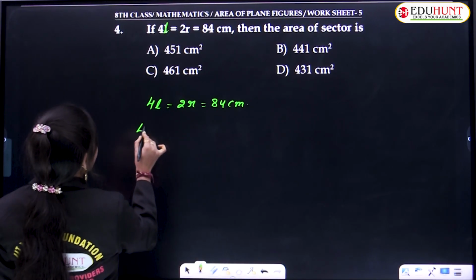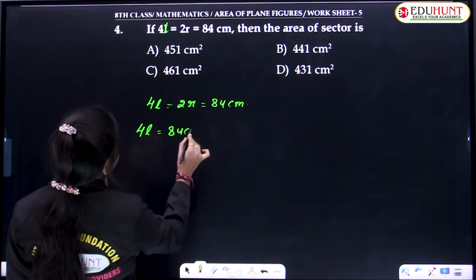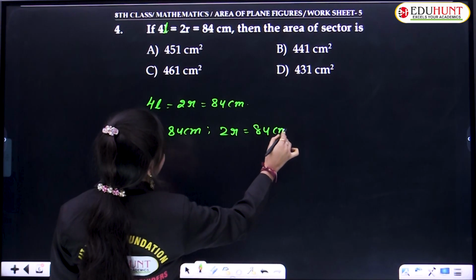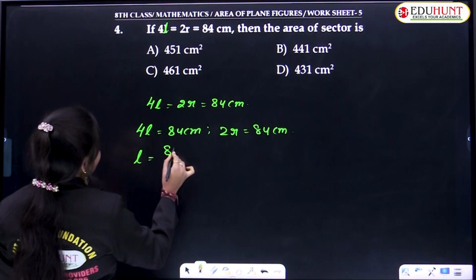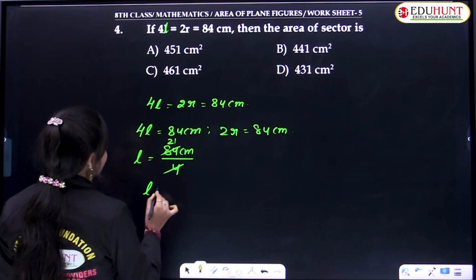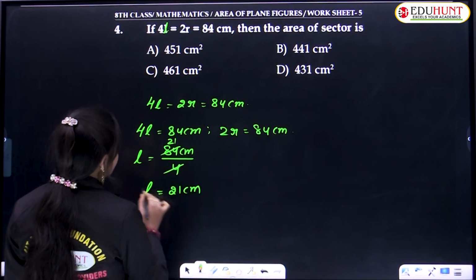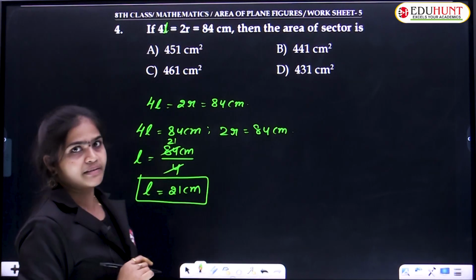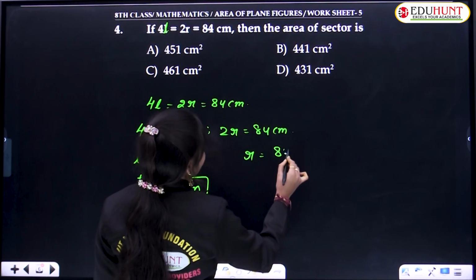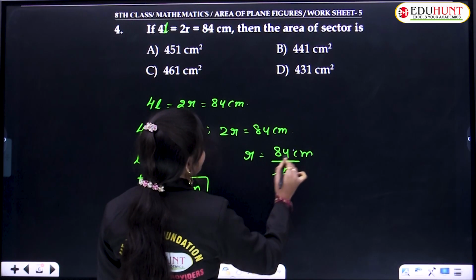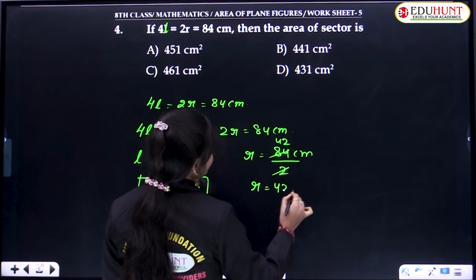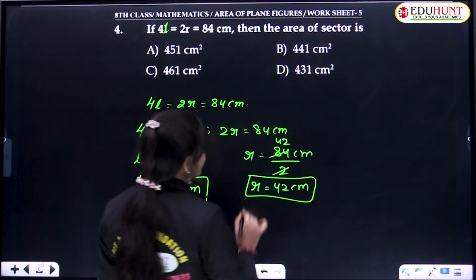Here see, 4L is equal to 84 centimeters and in the same way 2R is equal to 84 centimeters. From this, L is equal to 84 centimeters by 4. 4 21s are 84. Then L is equal to 21 centimeters. L means the length of an arc of the sector. And R is equal to 84 centimeters by 2. 2 4s are 8 and 2 2s are 4. Then R is equal to 42 centimeters. This is the radius of the sector.